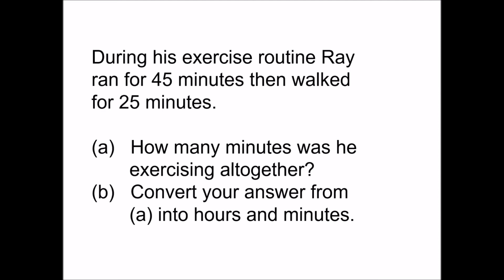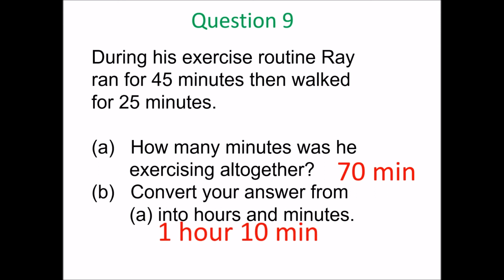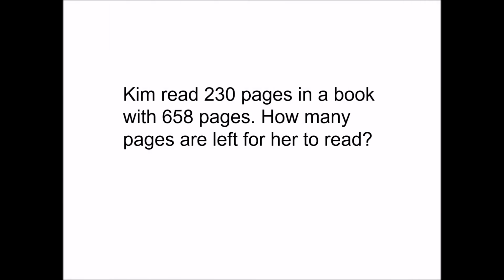Question 9. During this exercise routine, Ray ran for 25 minutes, then walked for 45 minutes, then walked for 25 minutes. How many minutes was he exercising altogether? Add 45 and 25, 70 minutes altogether. Now convert that 70 minutes into hours and minutes. How many hours? 60 minutes is 1 hour. So take away 60 from that. What are you left with? 10. 1 hour, 10 minutes would be the answer to part B.